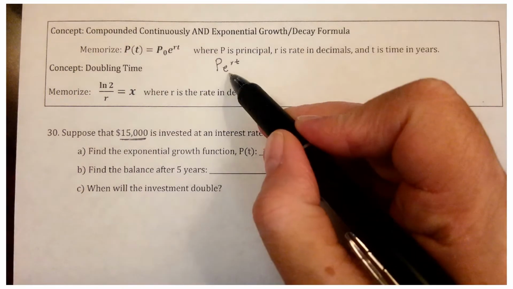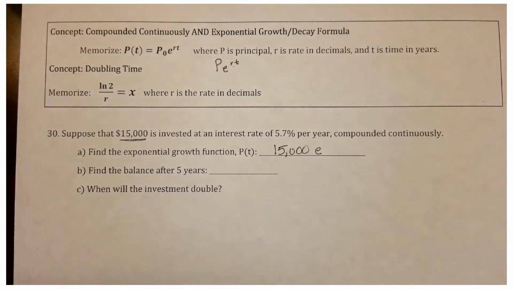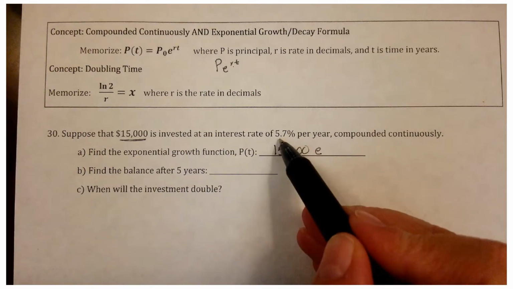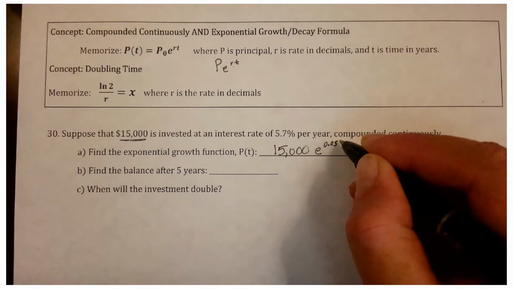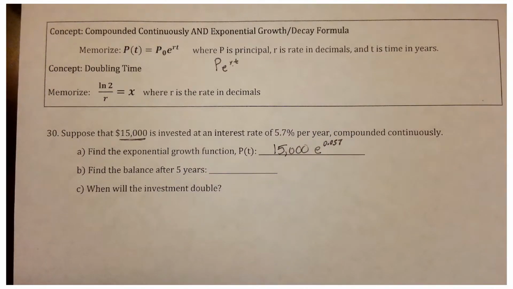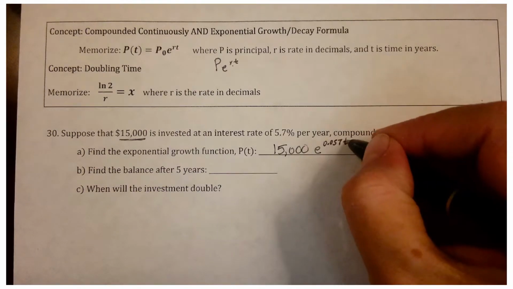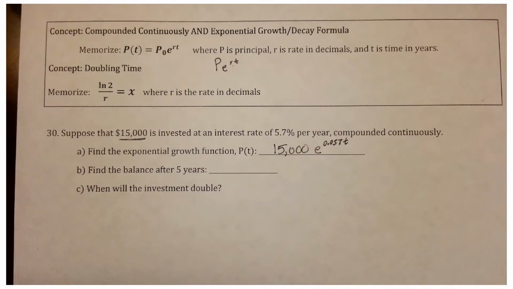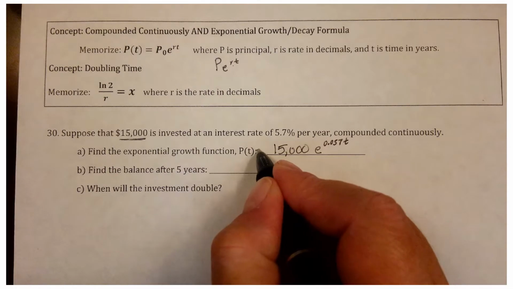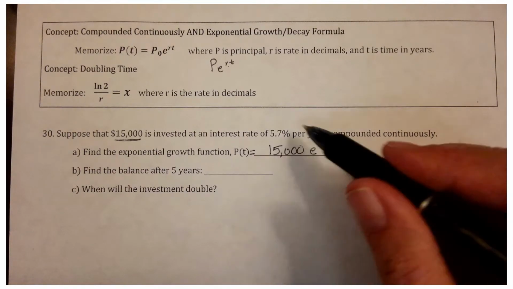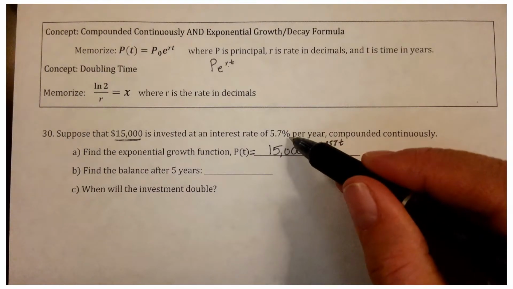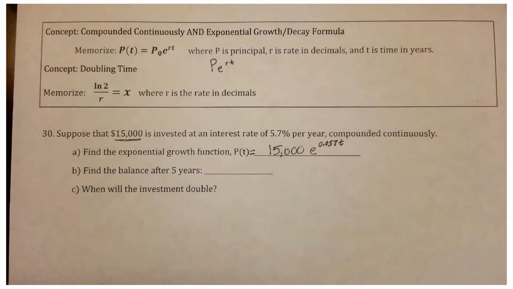E to the R. So R in this problem, 5.7% is going to be 0.057. And then T is just T. So that's how you would write this function. P of T equals 15,000 e to the 0.057 t. Now, if you're struggling with how to write this, I would suggest taking 5.7 and dividing by 100. This kind of looks like a 100. It helps me out sometimes, or it used to anyway.